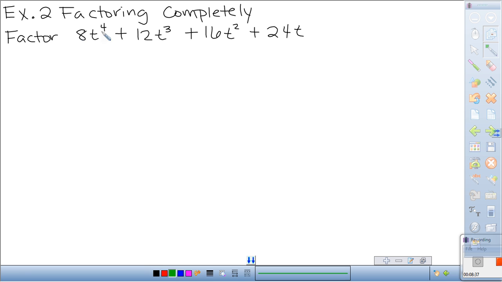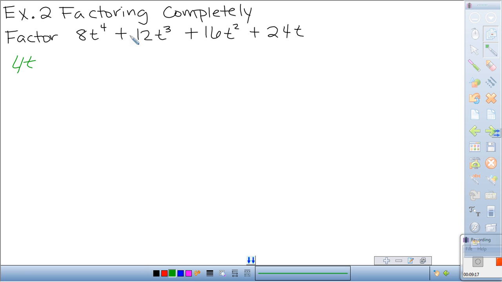Certainly, but maybe there's a bigger number. Could we divide all 4 of these terms by 4? 8 divided by 4 is 2, 12 divided by 4 is 3, 16 divided by 4 is 4, and 24 divided by 4 is 6. So definitely 4 works as well. 6 doesn't work because of the 8. 8 doesn't work because of the 12. So 4, and actually 4t, becomes our GCF.